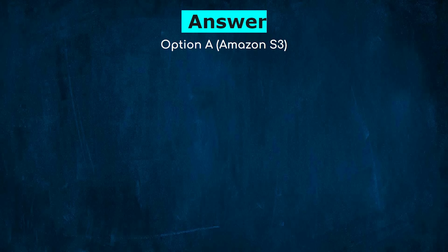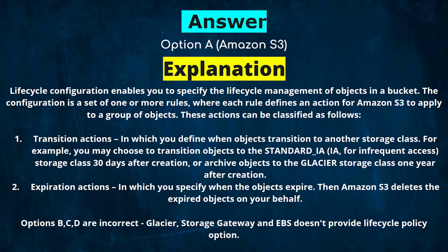Amazon S3. Explanation. Lifecycle configuration enables you to specify the lifecycle management of objects in a bucket. The configuration is a set of one or more rules, where each rule defines an action for Amazon S3 to apply to a group of objects. These actions can be classified as follows. Number 1. Transition actions, in which you define when objects transition to another storage class. For example, you may choose to transition objects to the standard IA, IA for infrequent access, storage class 30 days after creation, or archive objects to the Glacier storage class 1 year after creation. Number 2.